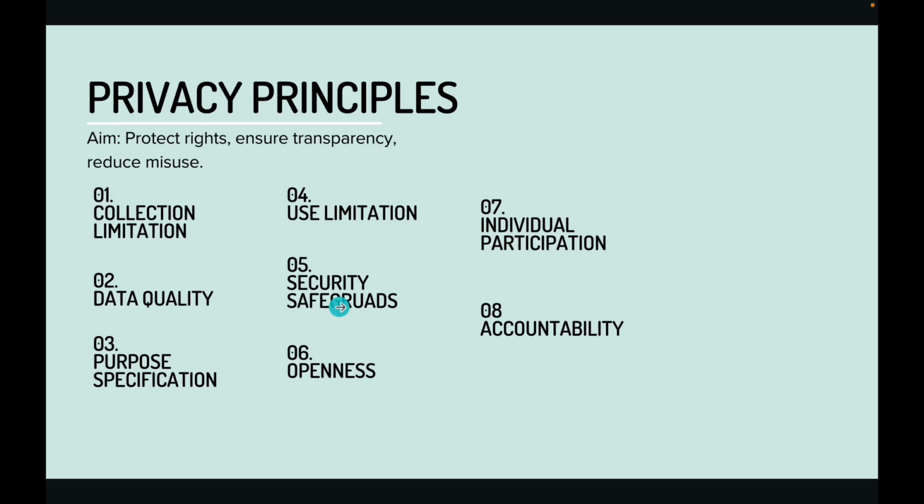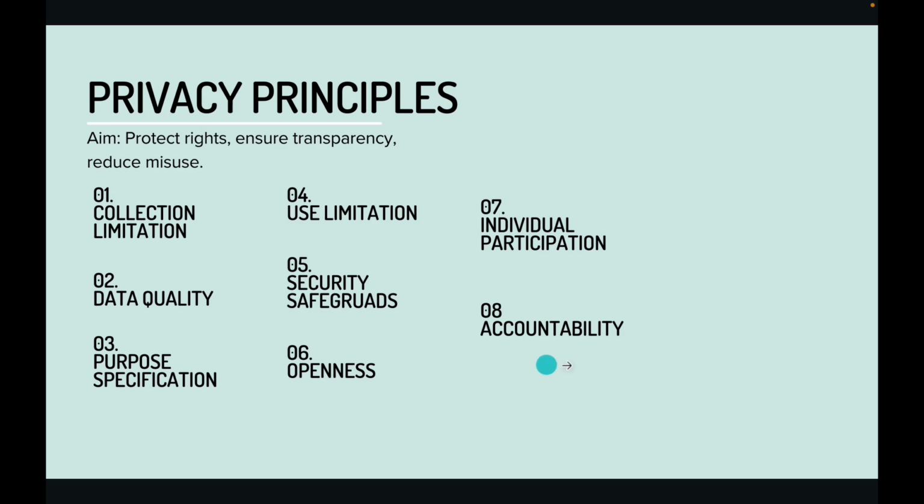The next one is security safeguards. It means that we protect data against unauthorized access or loss. The next is openness. Openness means that we must be transparent about how data is handled. The individual participation principle ensures the role of individuals in managing their personal data. It means that it gives people meaningful control over their information. Finally, there is accountability.